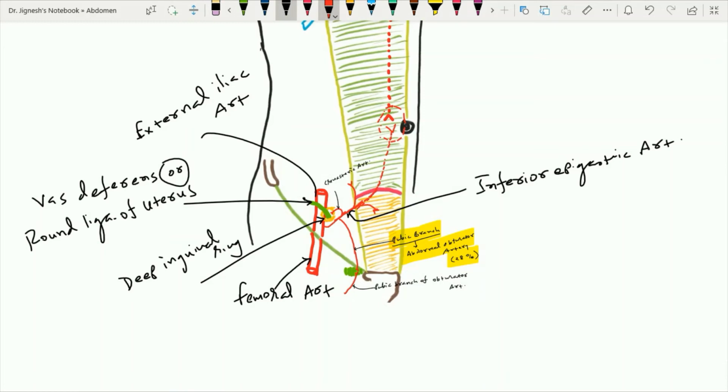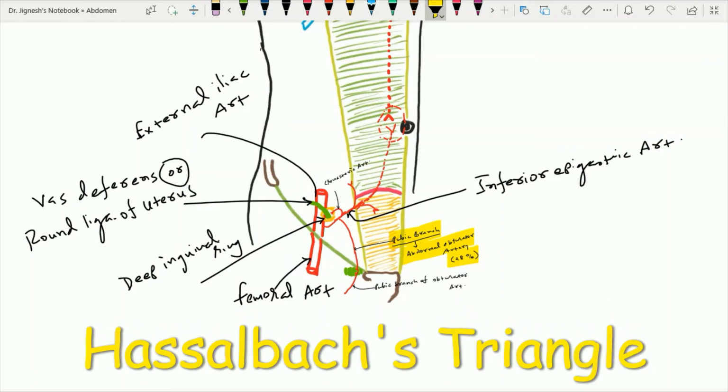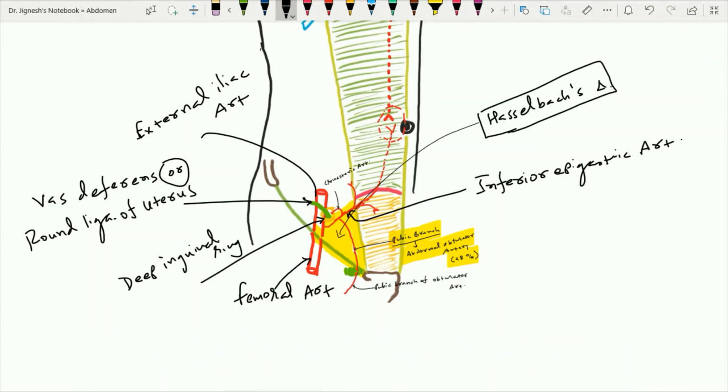When we see this inferior epigastric artery, we can mark that one triangle is formed. This triangle is formed laterally by the inferior epigastric artery, medially by the medial border of the rectus abdominis muscle, and inferiorly by the inguinal ligament. This triangle is called Hesselbach's triangle, and it is very important in the diagnosis of inguinal hernia, which we are going to see in detail later on. So this is all about the vessels present within the rectus sheath.